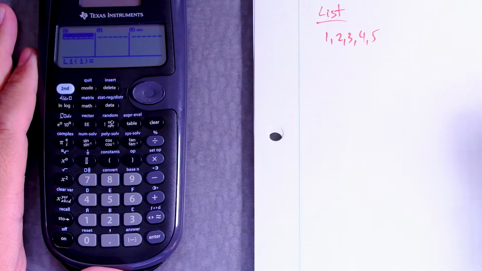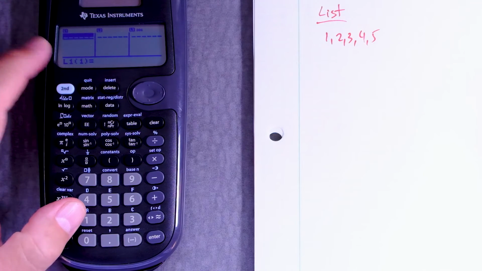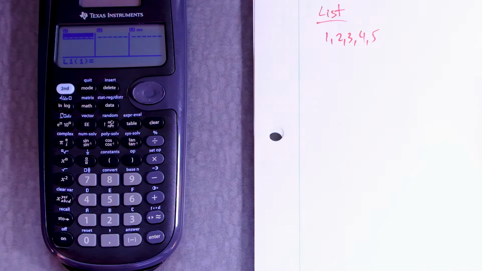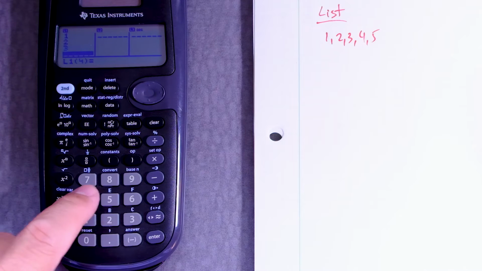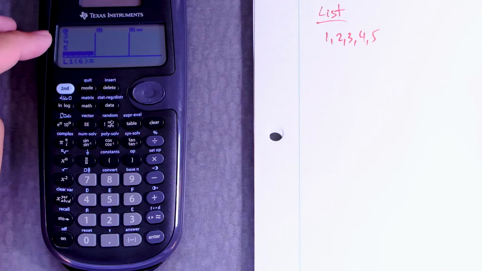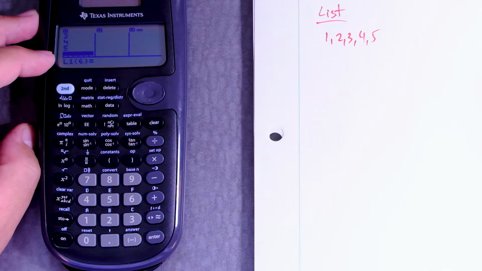Okay, so let me enter these numbers. It will enter these numbers automatically after I press enter. So 1, enter. 2, enter. 3, enter. 4, enter. 5, enter. As you can see, all the numbers are entered in there.